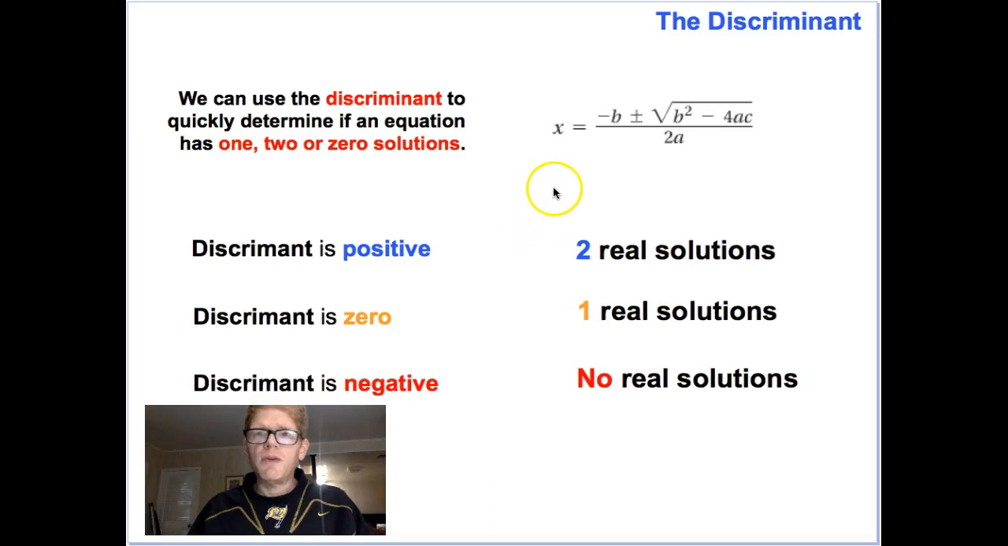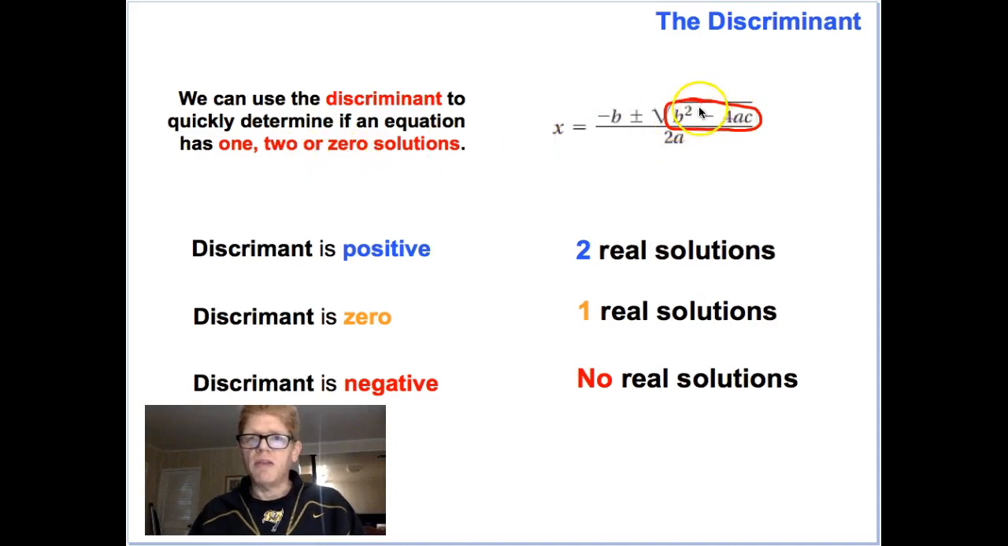There's one other thing we need to talk about when it comes to the quadratic before we move on, and that is the discriminant. The discriminant is this portion of the quadratic formula right there, b squared minus 4ac. This is called the discriminant. Now the discriminant can be used to quickly determine if an equation has 1, 2, or 0 solutions.